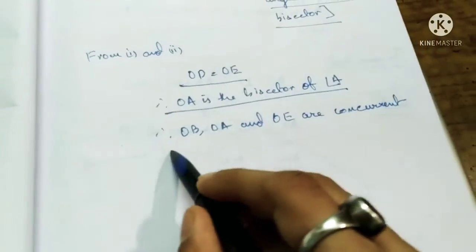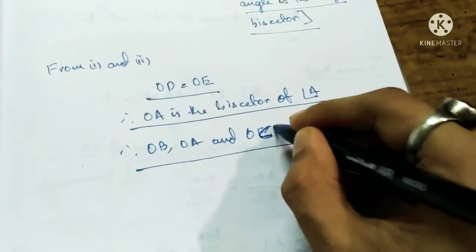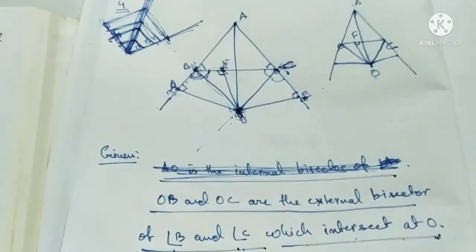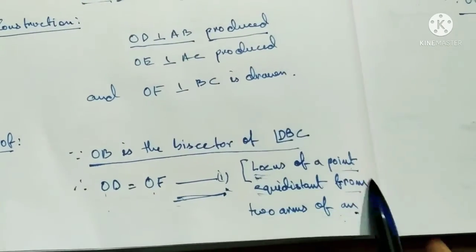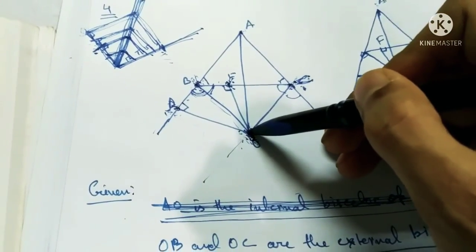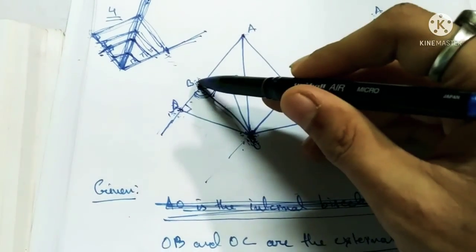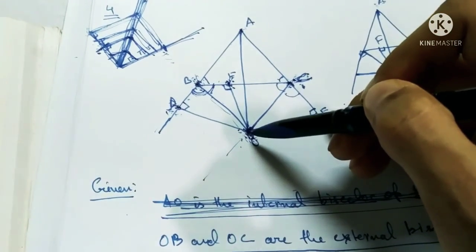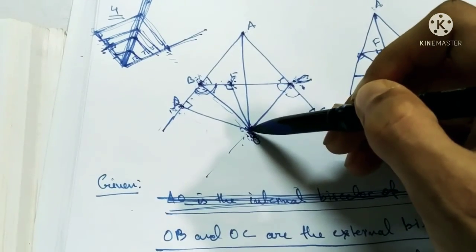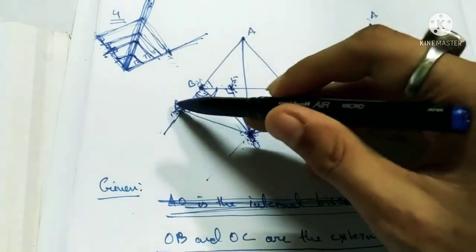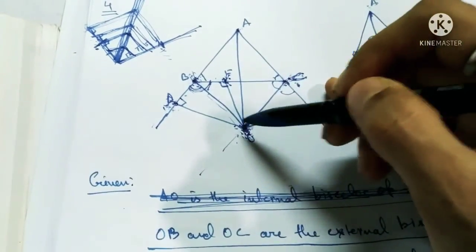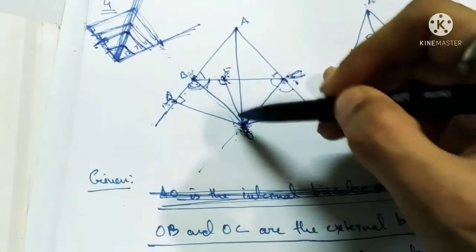So next, these are concurrent. This is OC. This is our proof. Remember this one: locus of a point equidistant from two arms of an angle is the angle bisector. In here, the locus of the point is O. BO is the angle bisector. Any point you take on this angle bisector, I have taken point O here, from this point if I draw two perpendiculars to the two arms of the angle that BO is bisecting, these two perpendicular distances will be equal.